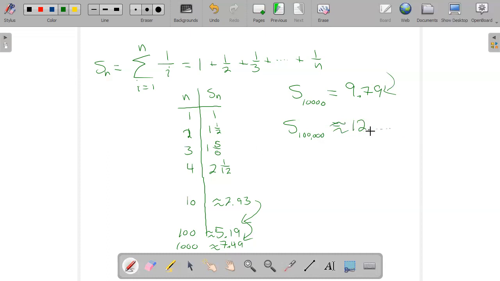What do we think? Convergent? Divergent? Okay. So we don't know at the moment. Convergent? Divergent?